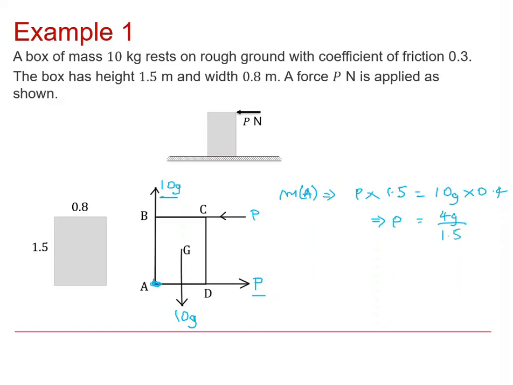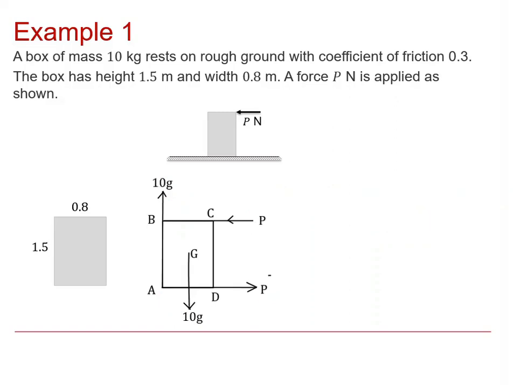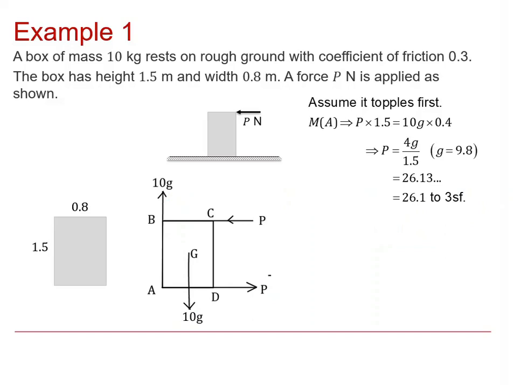Now the arithmetic starts to get a little bit tedious at this point, so I'll call in the calculator. Let's look on the next slide, which sums up where we've got to. We got as far as 4g over 1.5, so I've used my calculator and the g is 9.8, and we get 26.1 to 3 significant figures. So in that case we can say that the force will be 26.1 newtons if and when it topples.